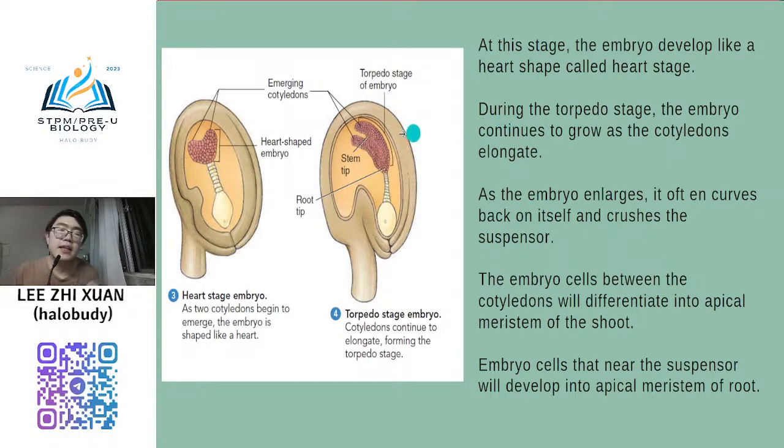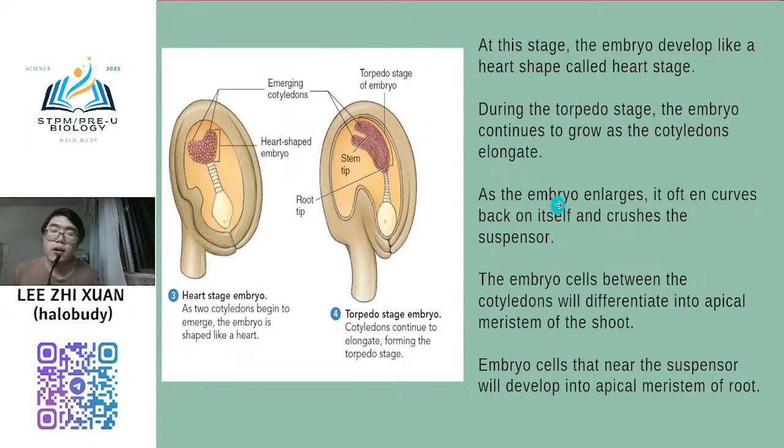Okay. And then after that, it will further develop into the torpedo stage, and will continue to grow as the cotyledons elongate. So you will already see that the cotyledon is starting to develop at the end of the embryo. Because I already mentioned, after the globular stage it starts to develop cotyledons. So at the heart stage, the cotyledon tissue has emerged, and then at the torpedo stage, the cotyledons start to elongate.